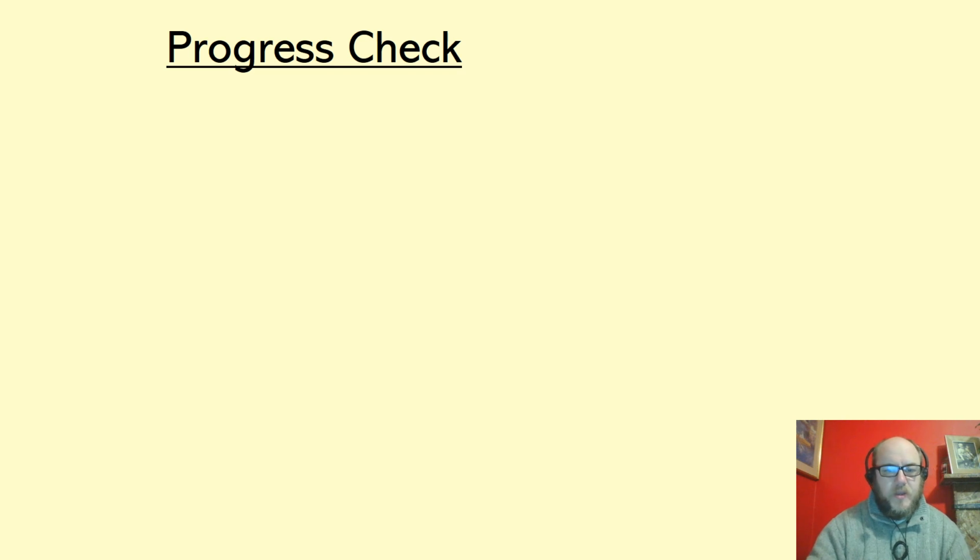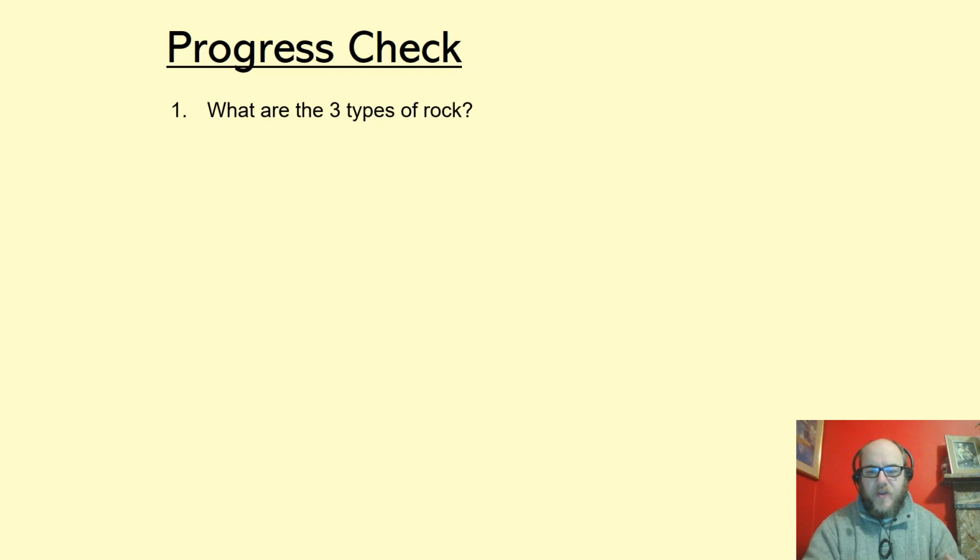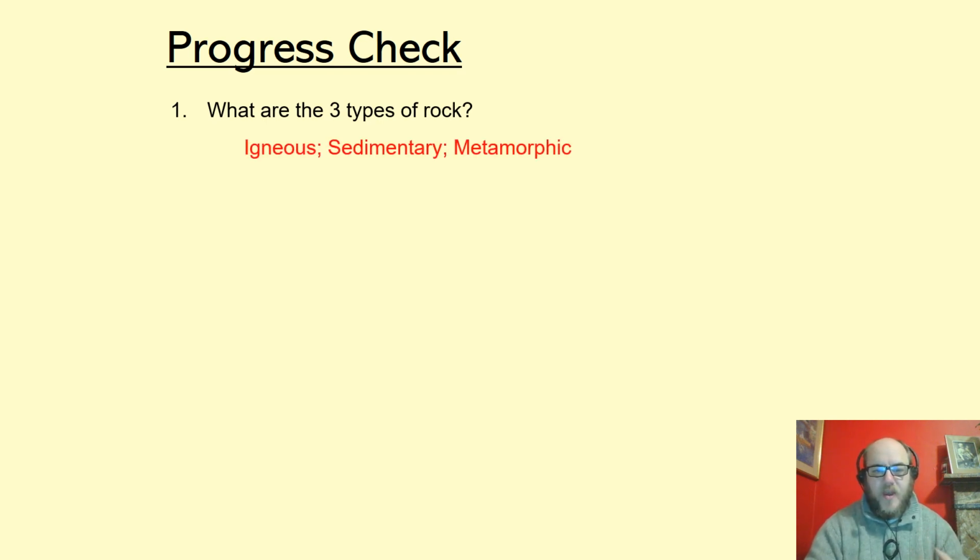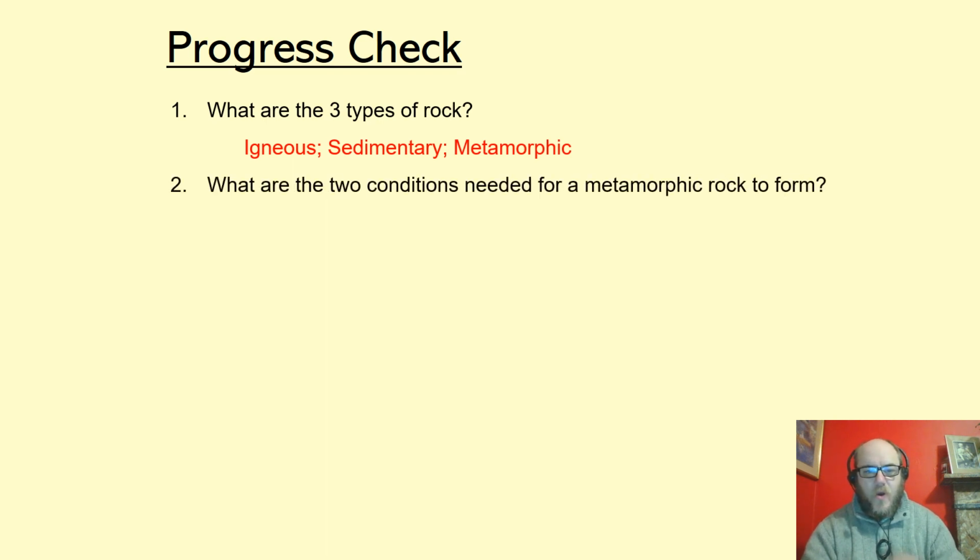All right, so hopefully now you've paused the video, you've done your progress check. If you haven't got a workbook, then pause the video after each question and see if you can get the answer right. Question 1. What are the 3 types of rock? Well, they are igneous, metamorphic, and sedimentary. What are the 2 conditions needed for a metamorphic rock to form? Remember, we need heat from the bottom and pressure from the top.